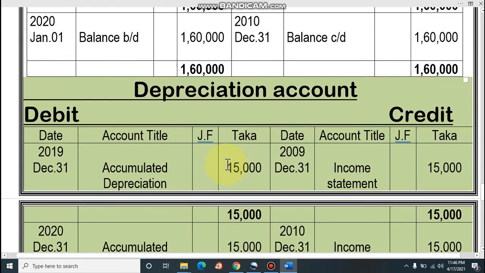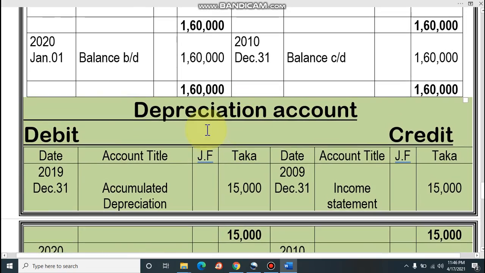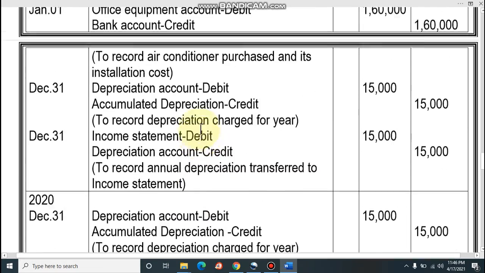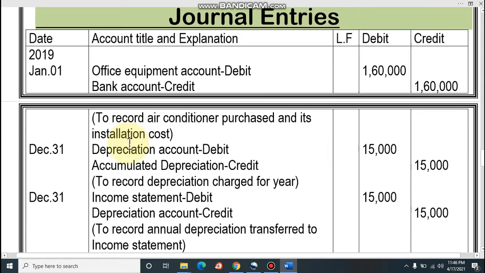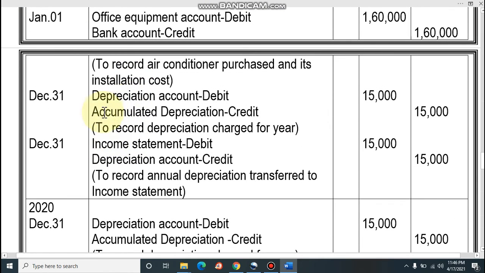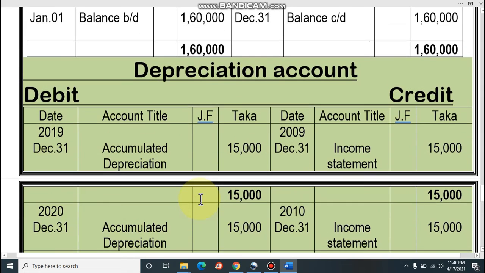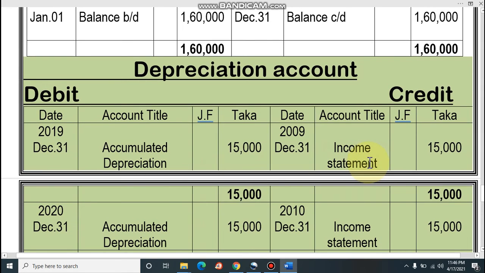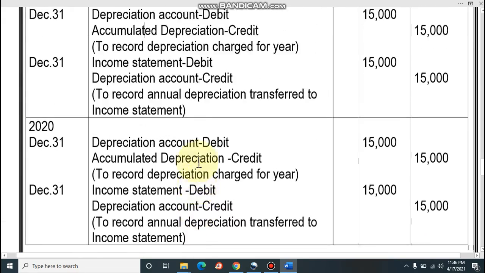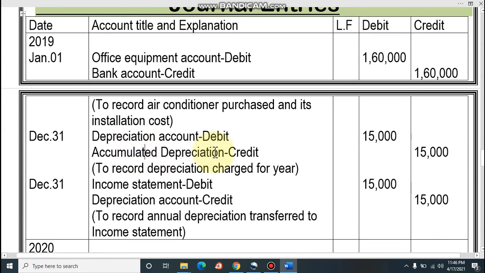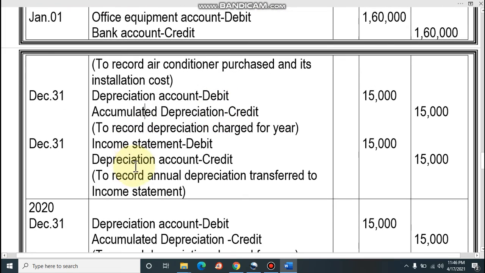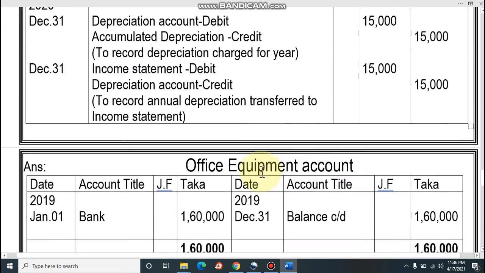Dear student, now the last one, the depreciation account. For the depreciation account, look at the journal. We have two opposite accounts. Here for depreciation account, the opposite account is accumulated depreciation account, and here for depreciation account, the opposite account is income statement. So we have to write the names of the opposite accounts: accumulated depreciation account, then income statement account. One is on the debit side, another on the credit side. Why? Here depreciation account is on the debit side, so we write on the debit side. Here depreciation account is on the credit side, so we write it on the credit side.